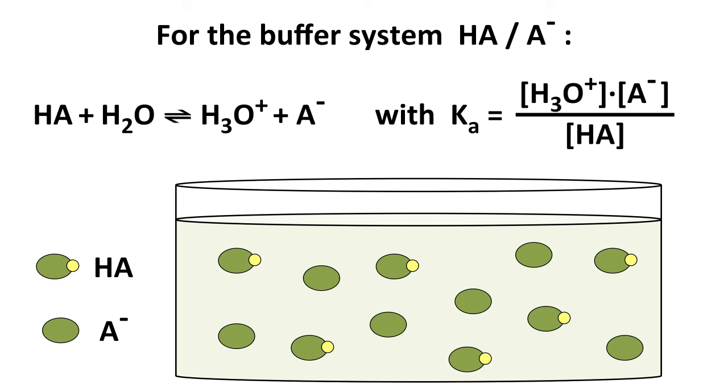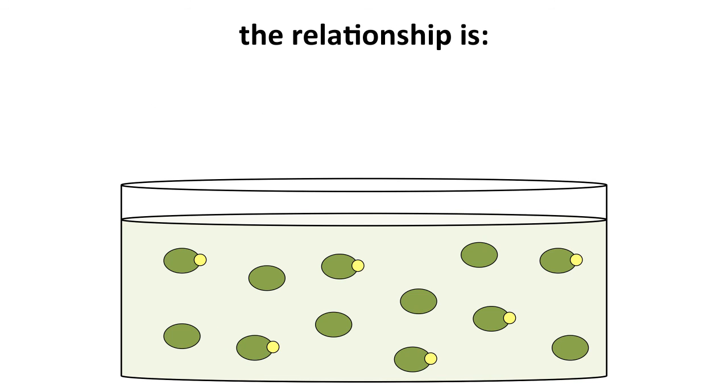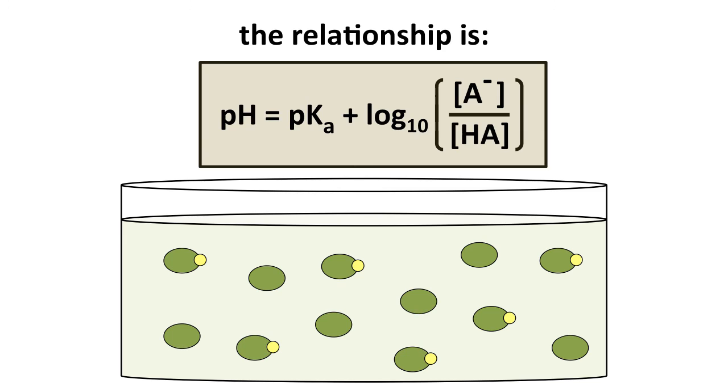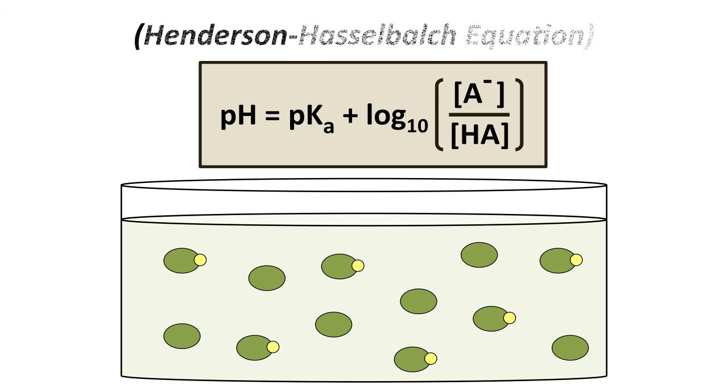Okay, well, it turns out that this equation can be rearranged mathematically, and when we do that, we come up with the following relationship. pH equals pKa plus log base 10 of the ratio of the conjugate base concentration, A minus, over the acid concentration, HA. This relationship is known as the Henderson-Hasselbalch equation. It's a shortcut way to calculate pH of a buffer solution.